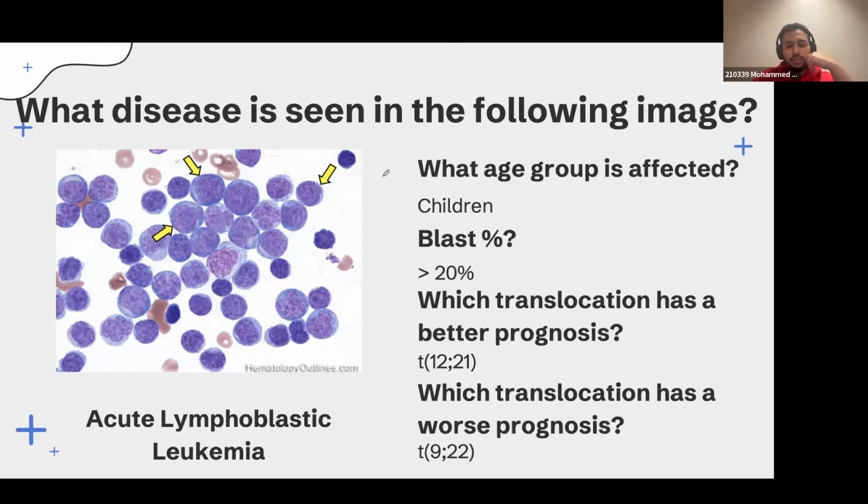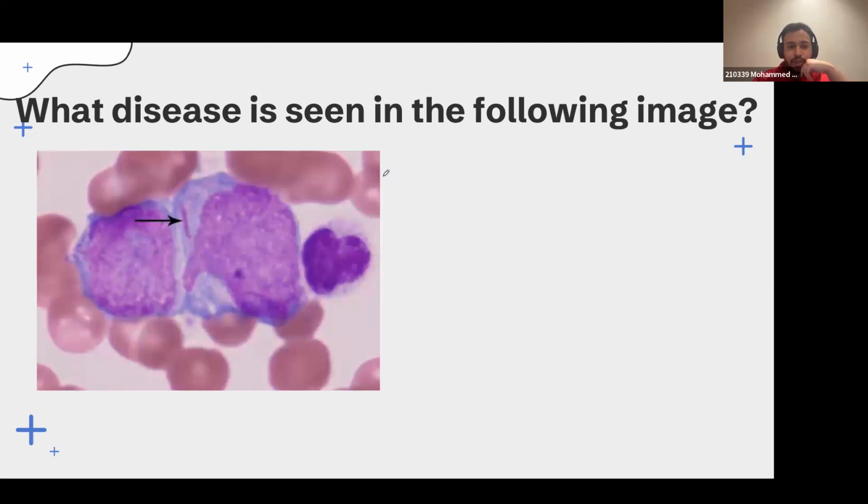And I think also the translocations that I explained, I'm pretty sure Dr. Al-Jada explained them now that I remember it. I could be mistaken or not, but if I did explain them and it's on this slide, it works. Not gonna lie, I kind of forgot what was in his lecture. Anyways, what disease is seen in the following image?